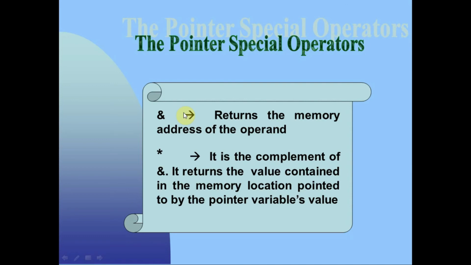The pointer special operators. So ampersand returns the memory address of the operand. Asterisk is the complement of ampersand. It returns the value contained in the memory location pointed to by the pointer variable's value.